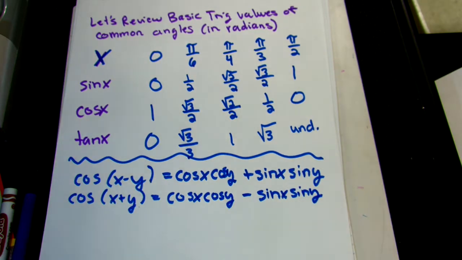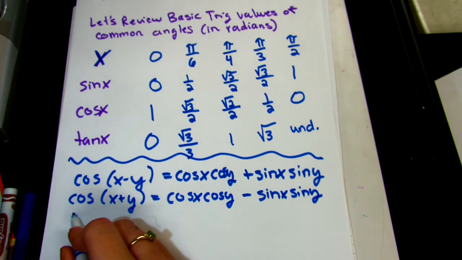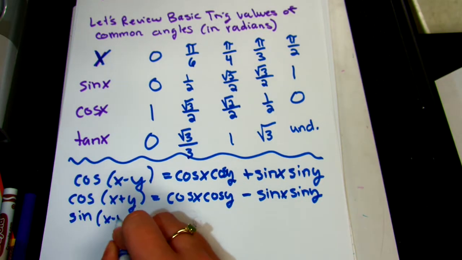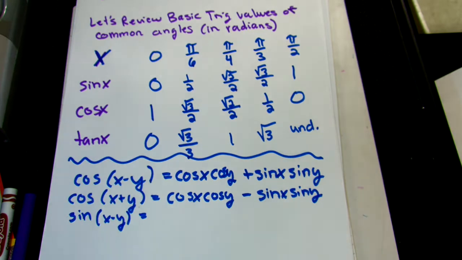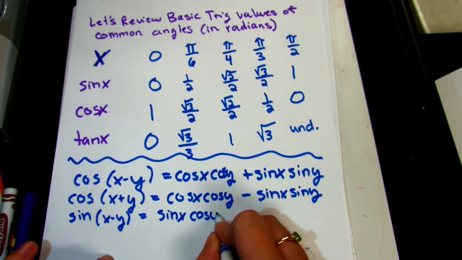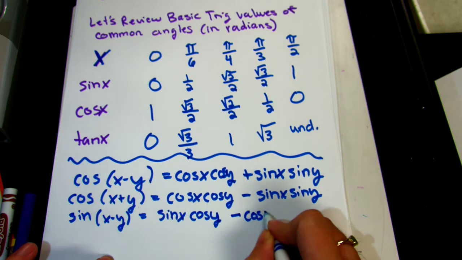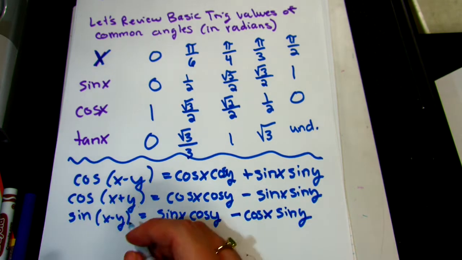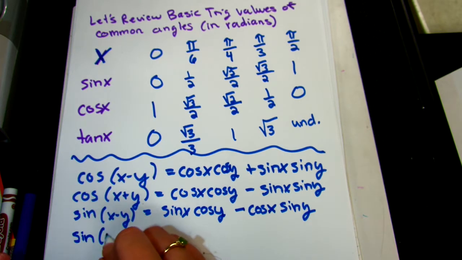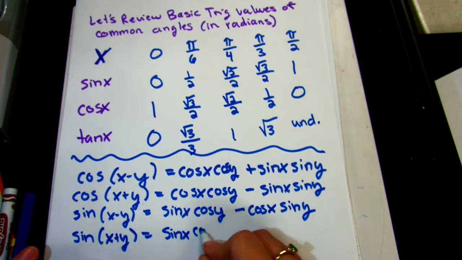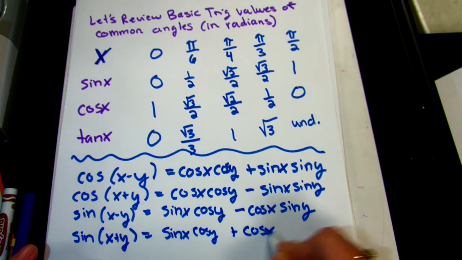Okay? And then you have sine of x minus y, and that's going to be equal to sine x cosine y minus cosine x sine y. And then you have another one that says sine of x plus y, and that's sine x cosine y plus cosine x sine y.